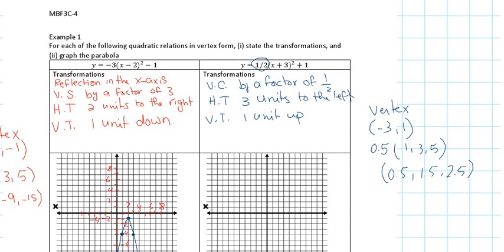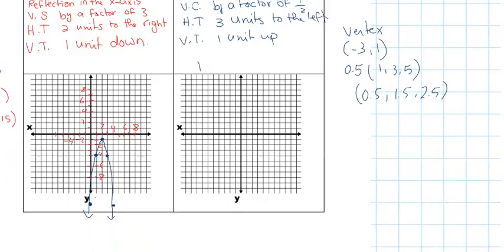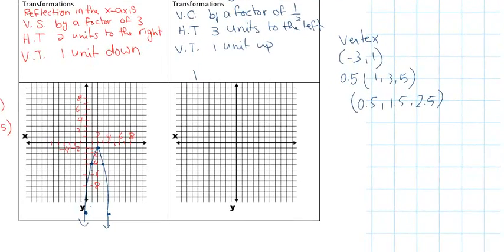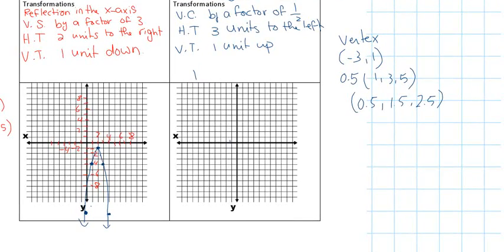So that means I have to go down a half, or up a half, sorry. Up a half over 1. Then up 1.5 over 1. Okay. First, we're going to have to start with our vertex. So the vertex is at negative 3, 1. So negative 3. No, that's 4.